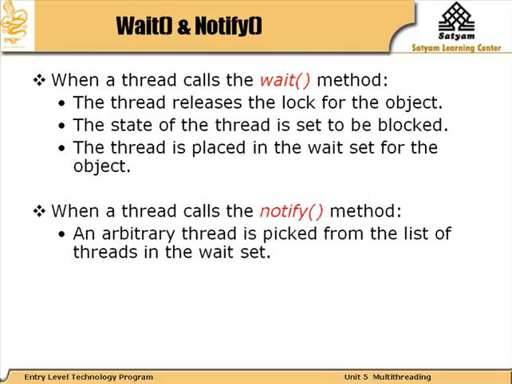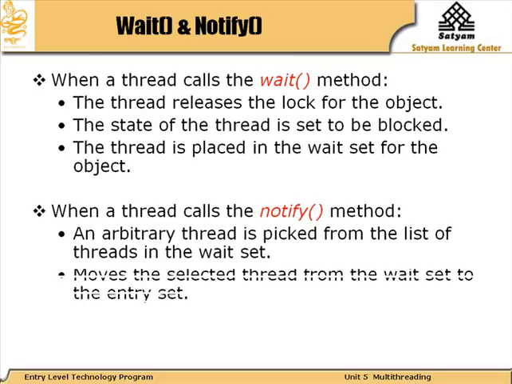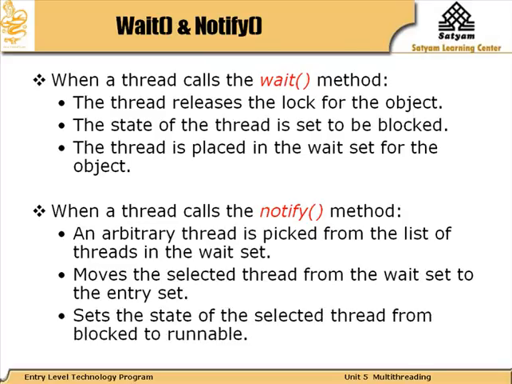When a thread calls the notify method, an arbitrary thread is picked from a list of threads in the wait set. The notify method moves the selected thread from the wait set to the entry set, and thus sets the state of the selected thread from blocked to runnable.